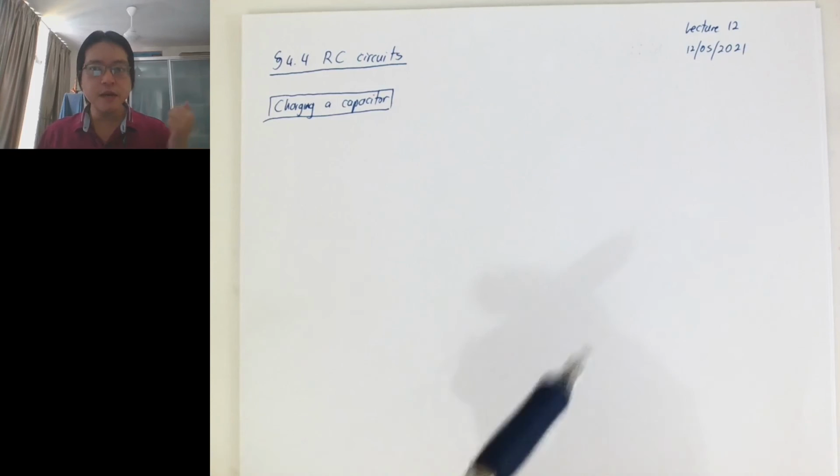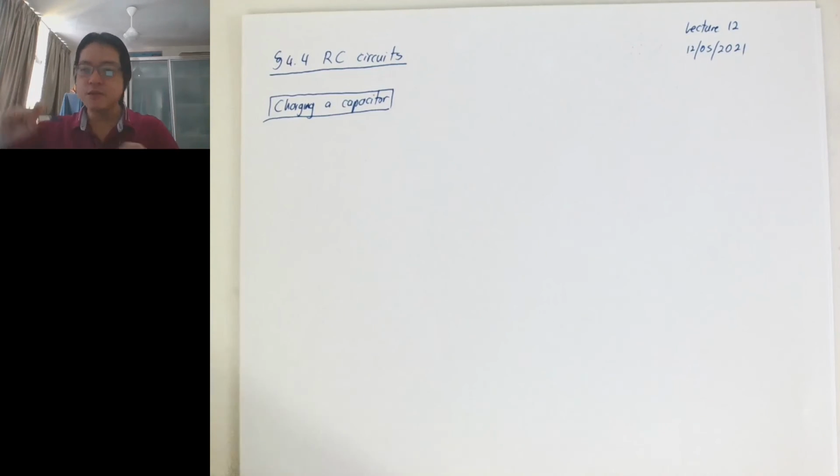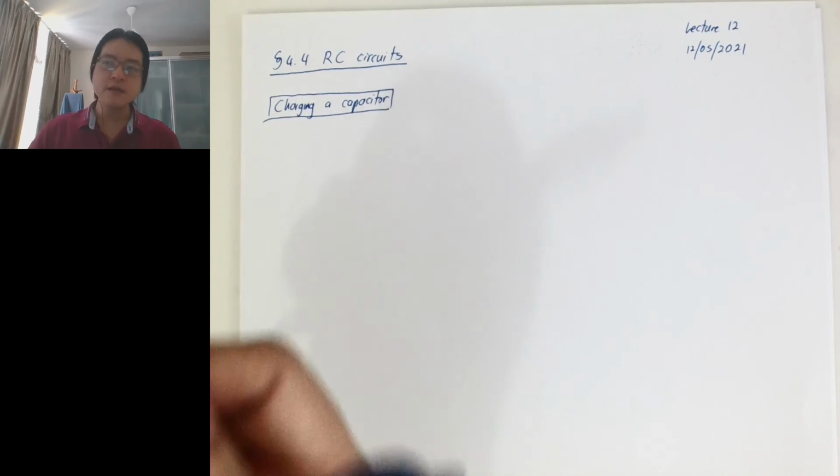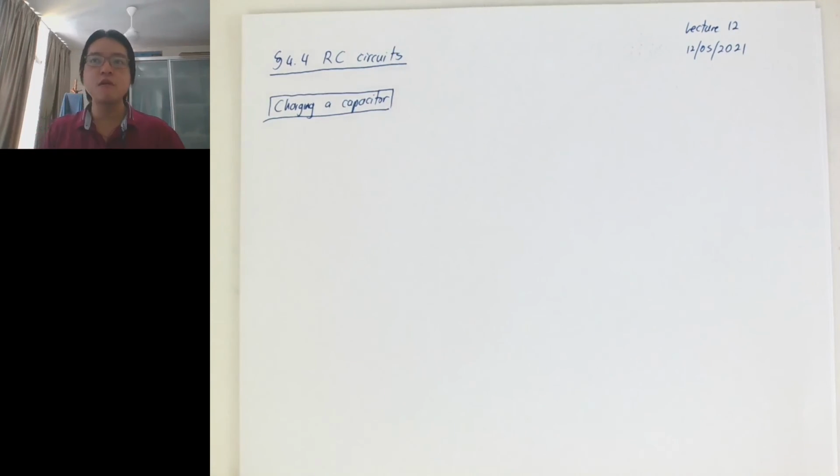In the previous part, everything was a resistor. You attach it to a battery, you turn on the switch, and then the current will flow in a steady state. That means the current is constant for the resistor circuits. Then we just calculate resistances and things like that. So that is one situation. In this situation, the current cannot be constant because there's a capacitor.